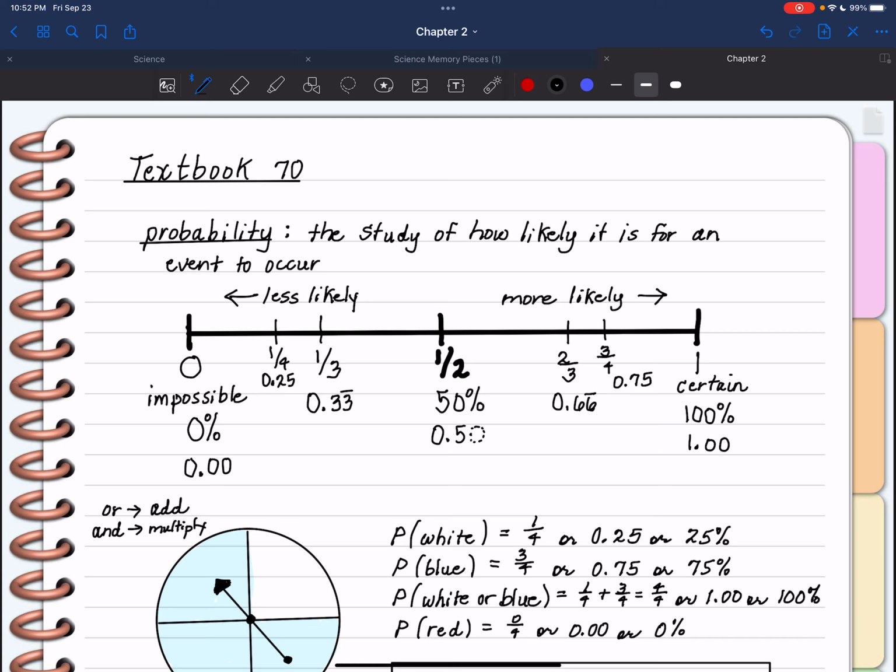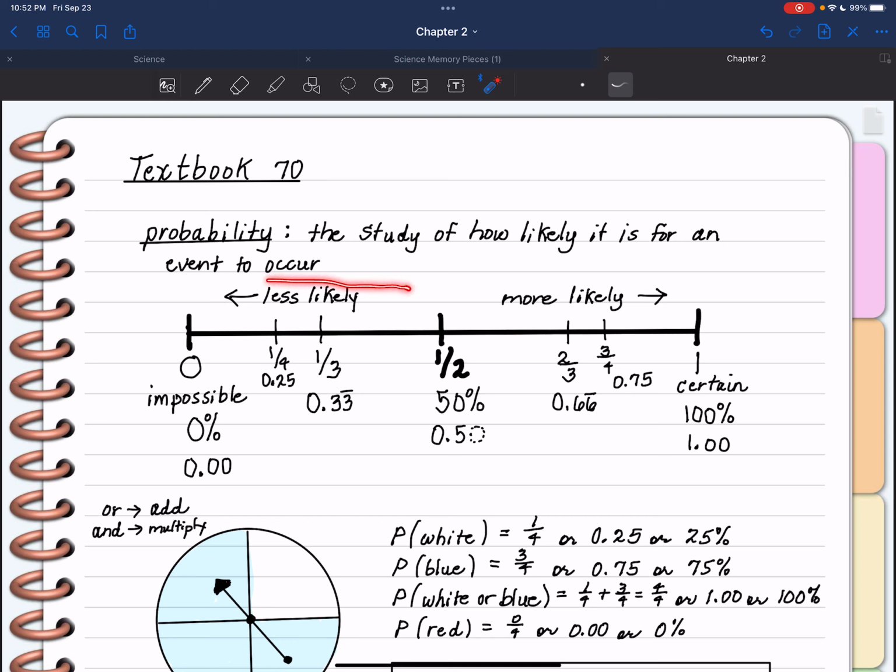The sum of a probability of an event and its complement is 1. They will always add up to 100. If two events are equally likely, the probability of each is 50%.